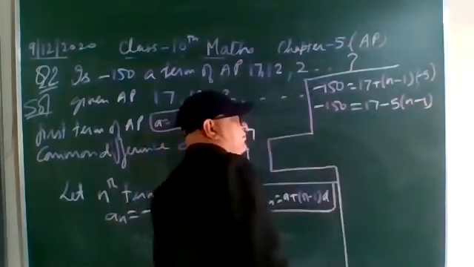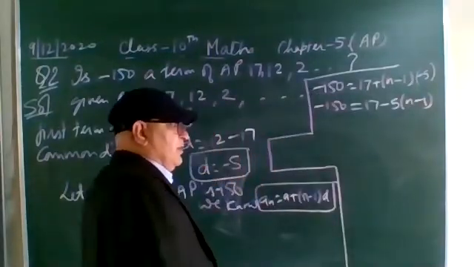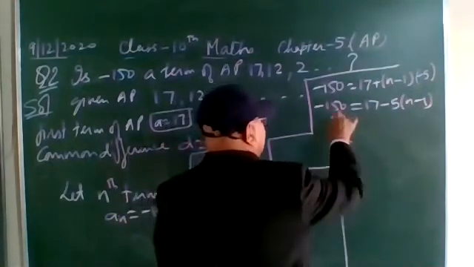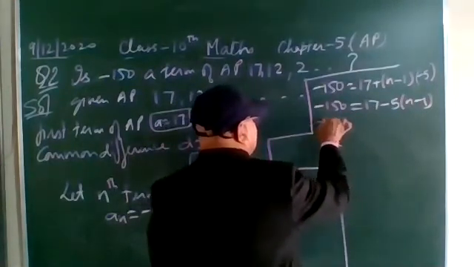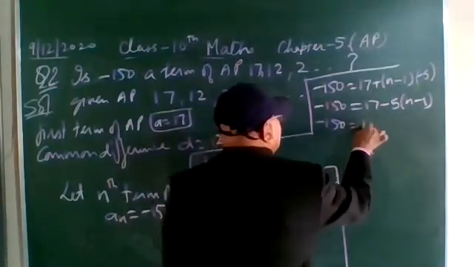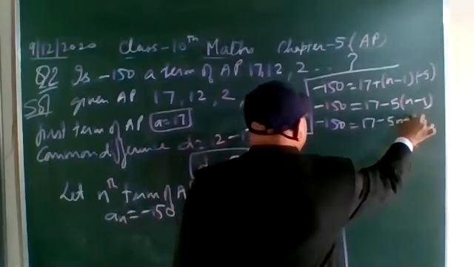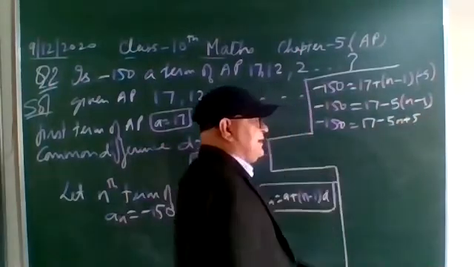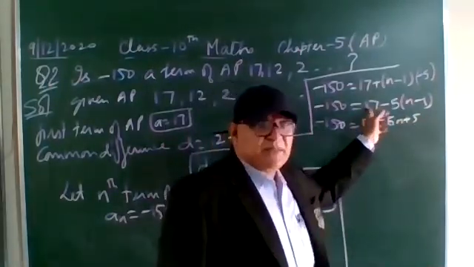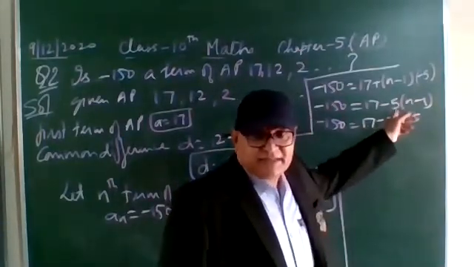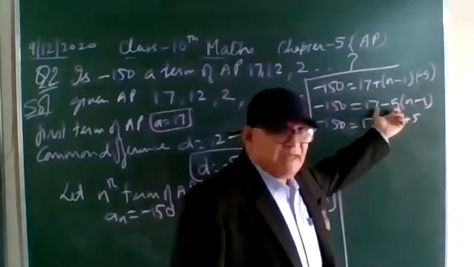Write this step. In one step or two steps, you will not be thin. So please remember that by writing the steps properly, you will get the answer. Then 17, open the bracket, -5n + 5. Here the students make the mistake. You cannot subtract 17 minus 5. So please see that. Why?